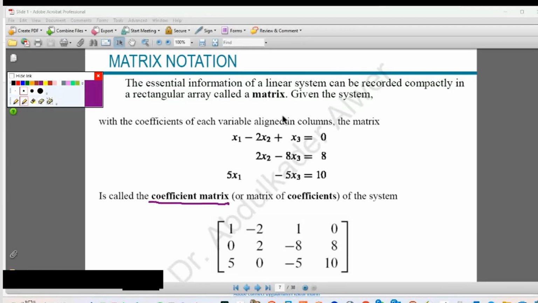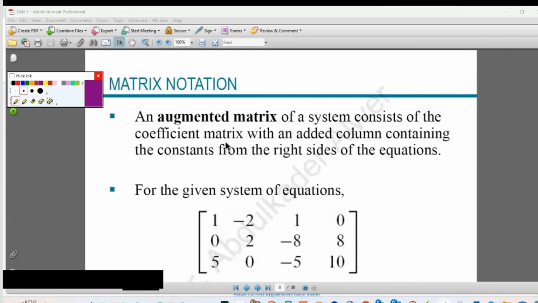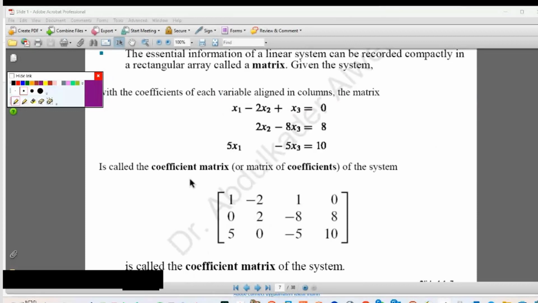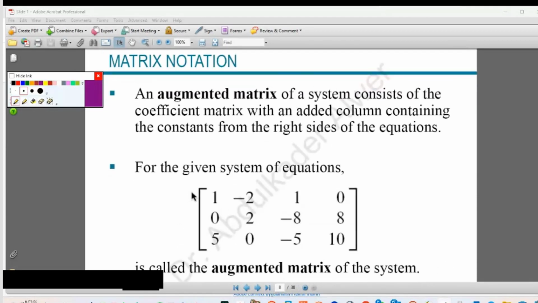What is the other name? Let's see on another page. It's called the augmented matrix. So you can use a coefficient matrix or an augmented matrix. What is the augmented matrix of a system? It consists of the coefficient matrix with an added column containing the constants from the right side of the equations. I prefer that you use the augmented matrix in your answer. So this is the augmented matrix.